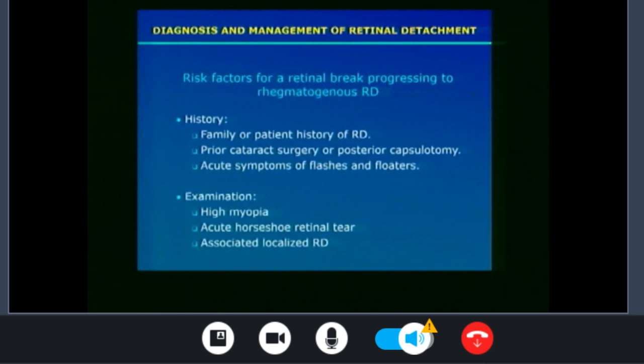Examination. If the patient is highly myopic, this increases the risk. If the tear is a horseshoe tear associated with PVD, it increases the risk. If there's an associated limited retinal detachment around the break, what we call subclinical detachment, it increases the risk.